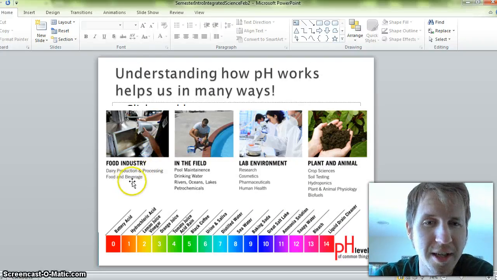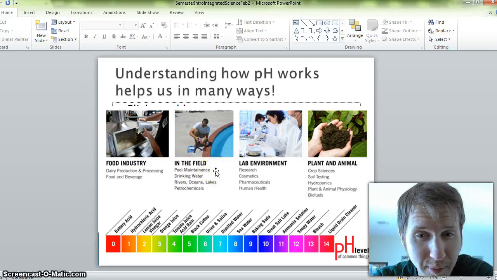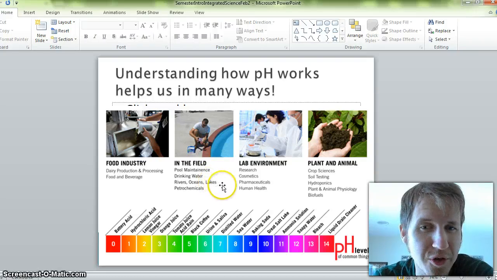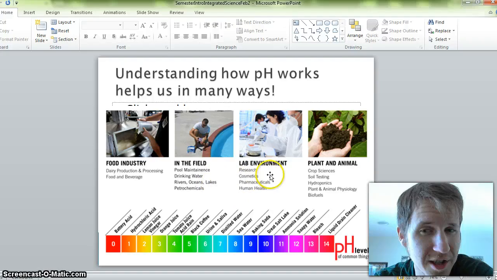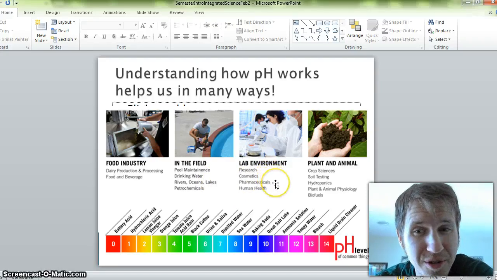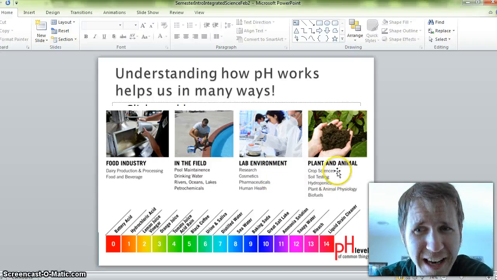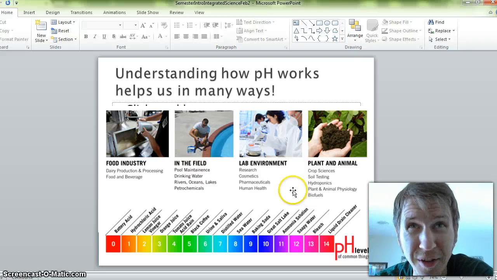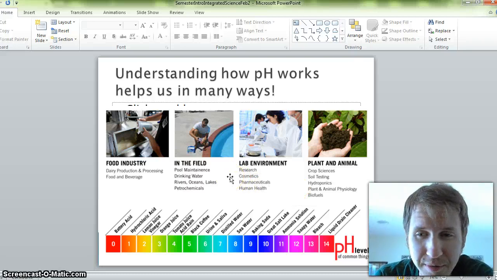If you work in the food industry, for food and beverage, dairy production, processing, in the field, if you want to maintain a pool, if you have a pool, you probably have measured the pH because it's important. Drinking water, rivers, oceans, lakes, we're going to focus on that today. Petrochemicals. If you research in the lab environment, design cosmetics, pharmaceuticals, you want to make sure that they're safe for human consumption. Plants and animal sciences, soil testing, hydroponics, biofuels even. There are tons of applications for understanding how pH works, and so it's important to understand that.